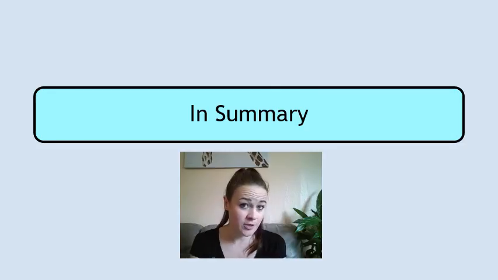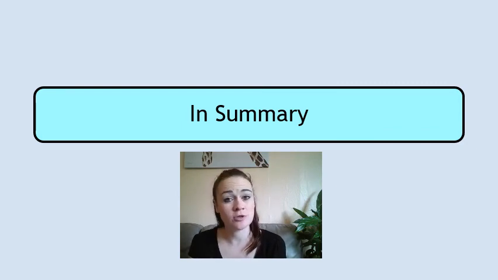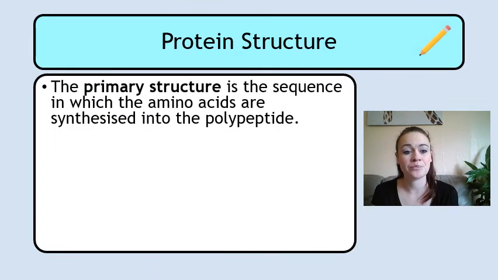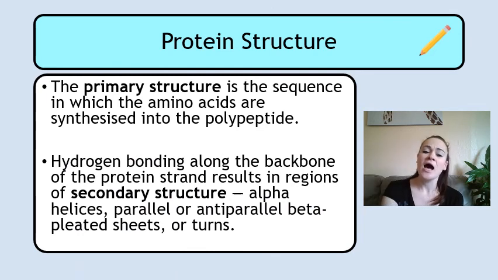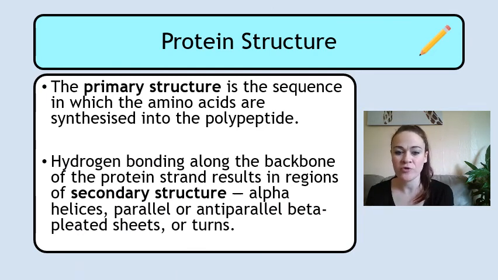So in summary, you might want to pause this and take some notes, but I'm just going to go over what we've discussed in the second half of the PowerPoint. Primary structure is the sequence in which the amino acids are synthesized into the polypeptide. So primary structure is the order of the amino acids. Hydrogen bonding along the backbone of the protein results in our secondary structures, which are our alpha helices, our parallel and anti-parallel beta pleated sheets, and of course our turns.